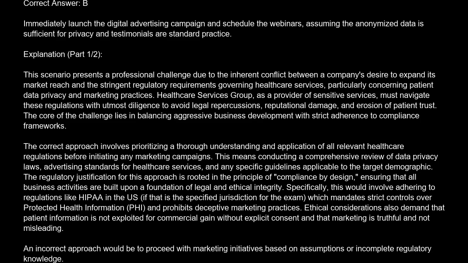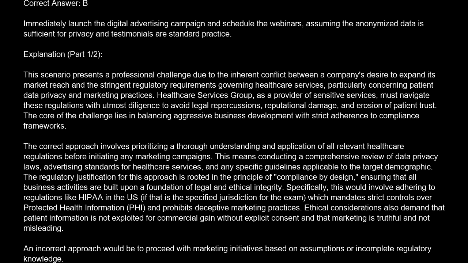Correct answer is B. Immediately launch the digital advertising campaign and schedule the webinars, assuming the anonymized data is sufficient for privacy and testimonials are standard practice. Explanation. This scenario presents a professional challenge due to the inherent conflict between a company's desire to expand its market reach and the stringent regulatory requirements governing healthcare services, particularly concerning patient data privacy and marketing practices.